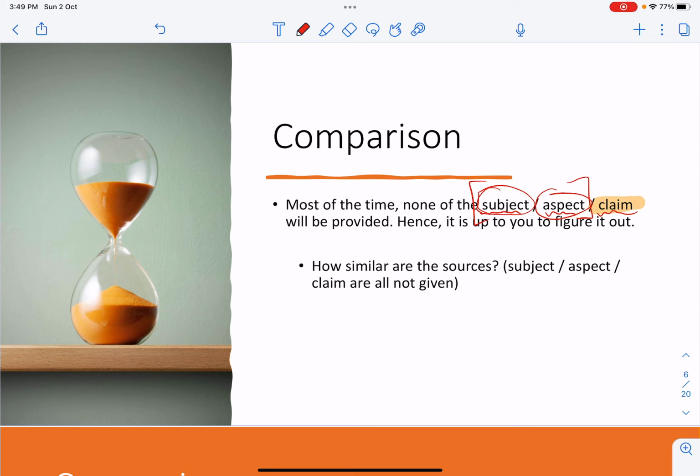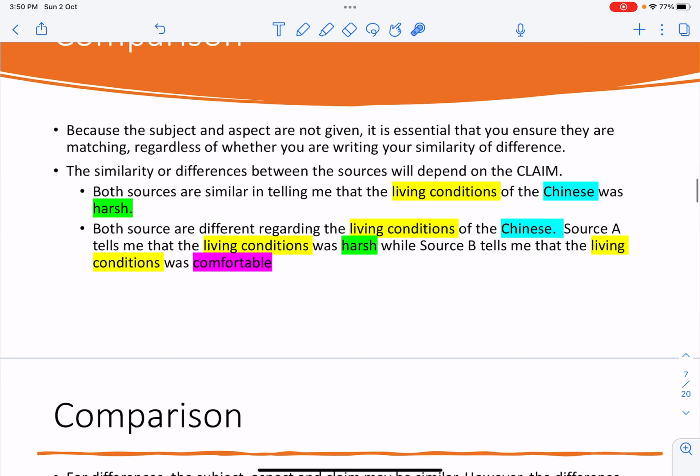For example, they ask you the classic question, how similar are the sources? No subject, no aspect, no claim given. You have to find out all three. That is why the comparison question is one of the toughest questions to answer. You have to pick out subject, aspect, make sure they are the same, then find out the claim, which is your inference, right? Find out the claim and make sure that this claim is either similar or they are different.